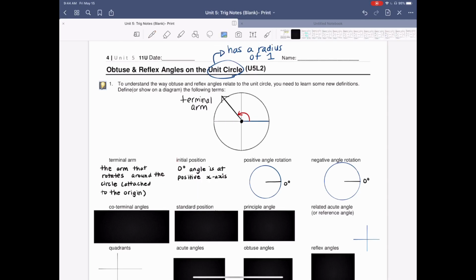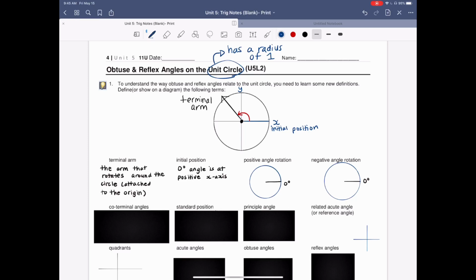So let's go through it. You have the initial position. This is the 0-degree angle. The 0-degree angle is at the positive x-axis. As you can tell, this is the x and this is the y, and it's as if we drew a circle where the center is at the origin (0, 0). We would say that this is the initial position. So this is like our little new north. This is our starting point.